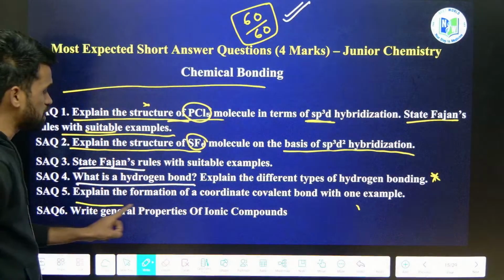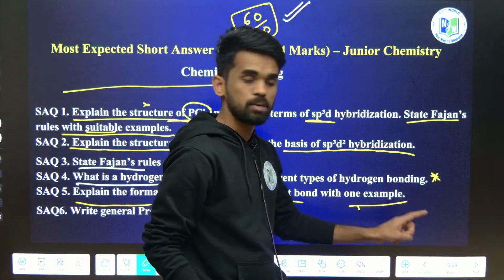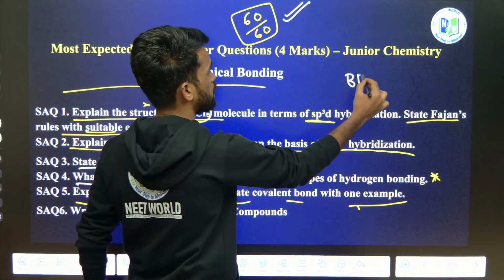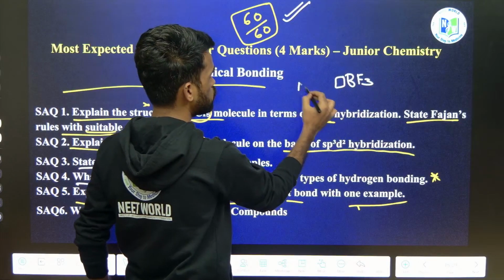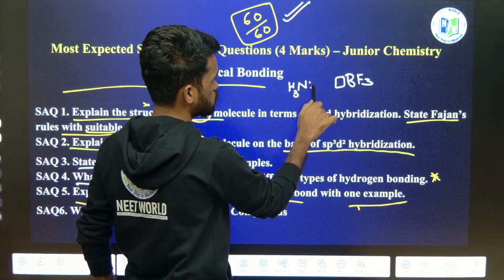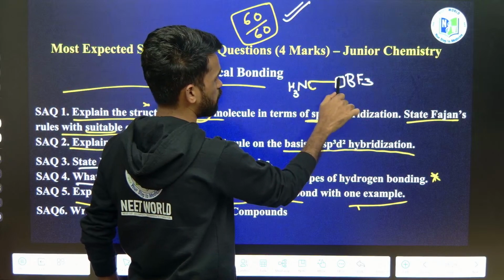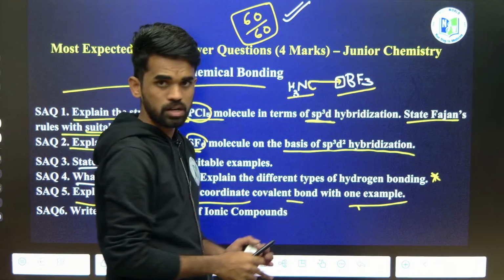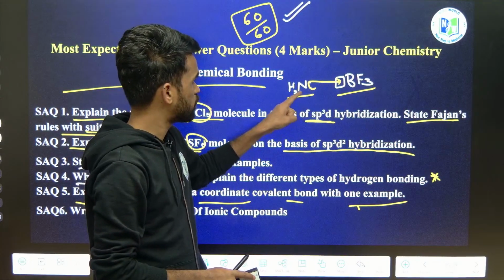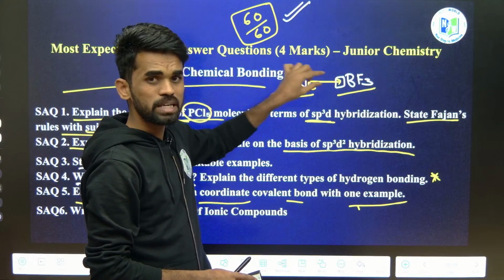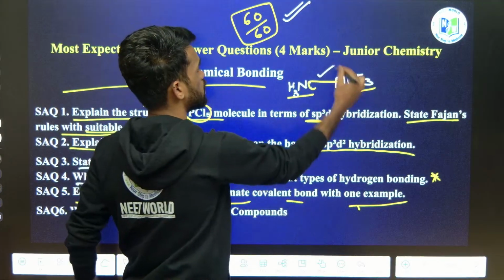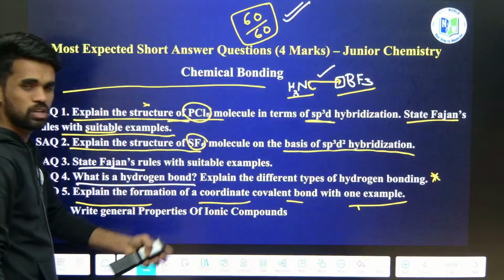Next, explain the formation of coordinate covalent bond with one example. How is this coordinate covalent bond formed? For example, we have BF3 here, which has a vacant orbital. If I take NH3 as an example, the NH3 molecule donates a pair of electrons to this BF3. If a species donates a pair of electrons to make a bond, so both electrons come from one particular species, then we can call it a dative bond or coordinate covalent bond. That's it. I am going to give a complete explanation of that in detail, no worries.